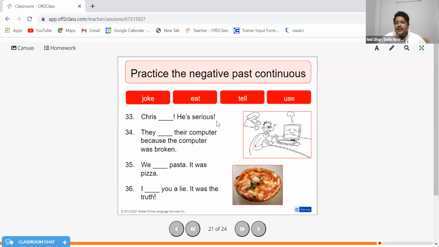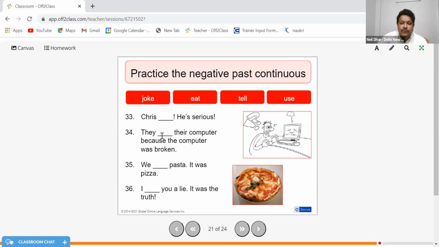Now, once again, let's get back to sentence making logic. If I say Chris was joking, he's serious, these two sentences do not match. They do not make sense. So I'll say Chris wasn't joking. He's serious. Also, the activity says make negative past continuous.